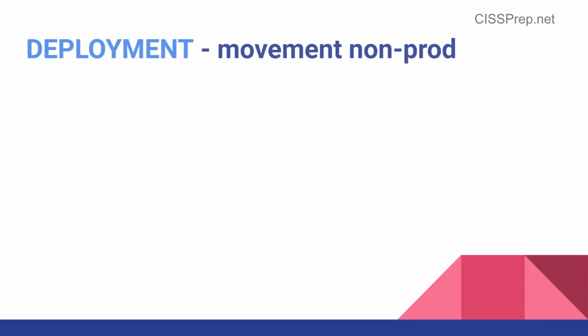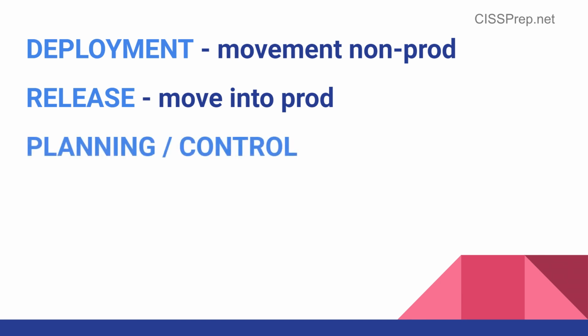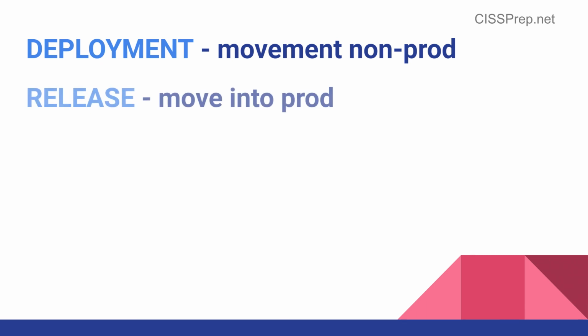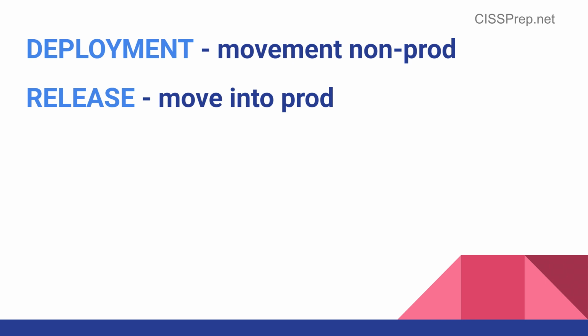Deployment, release, and planning control doesn't really have much except that it defines deployment and release a bit differently. So we have these two activities, deployment and release, and the planning control is basically referring to you're planning these and you're controlling these two things, deployment and release. Deployment is the movement between non-production environments, and release is moving something to production. There isn't really a mnemonic for this one, so just be aware of the difference between the two terms, according to ISC². That's it for today.